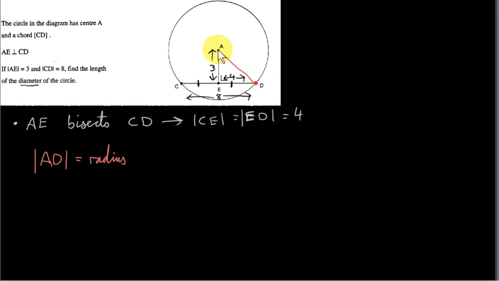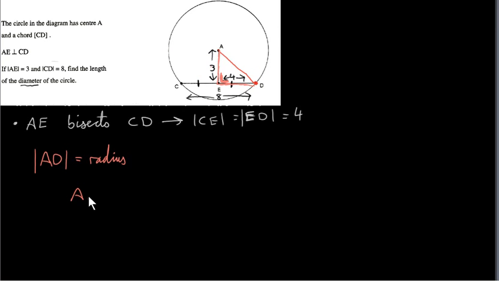But notice that the line from A to D is a radius of the circle. A is the center, D is a point on the circle. And notice that we have a right angled triangle formed here. And we have two short sides of the right angled triangle. They're 3 and 4, so we can use Pythagoras to find the longest side, or the hypotenuse.